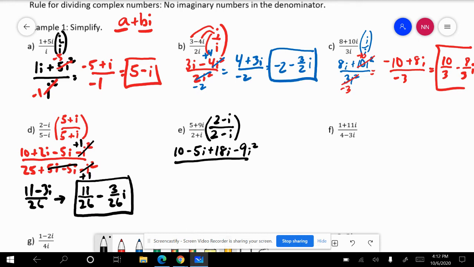In the denominator, 2 times 2 is 4. 2 times negative i is negative 2i. i times 2 is 2i. And i times negative i is negative i squared.